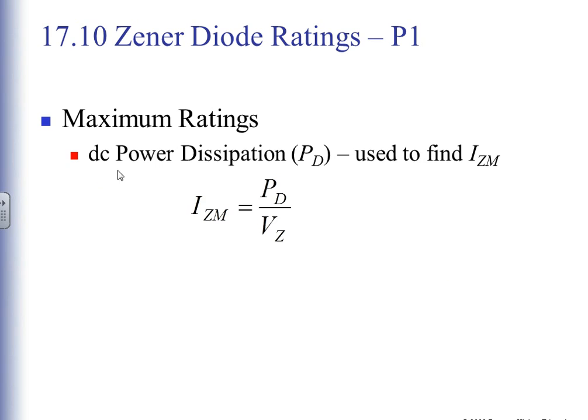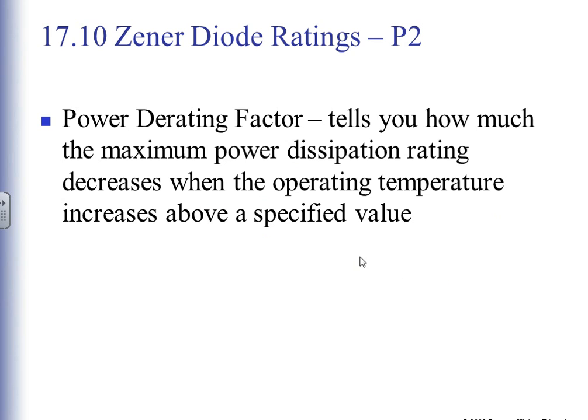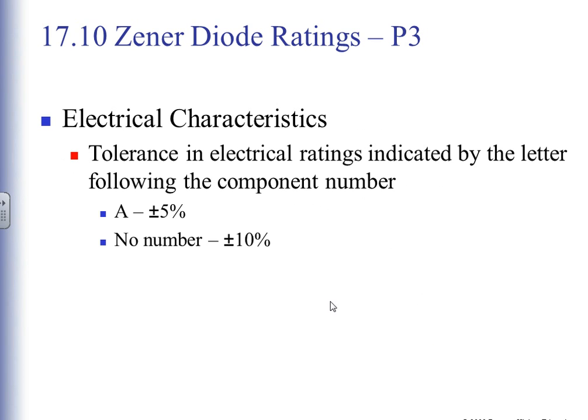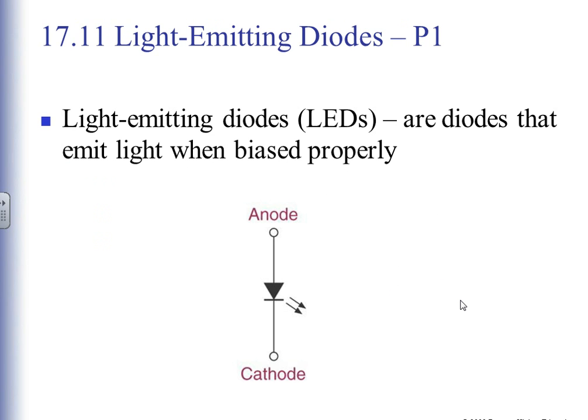So if I know the maximum DC power dissipation, I can find the maximum current allowed before this guy's going to overheat. Power derating factor. Okay, so we're going to throw in I need 20% more so that I don't burn it up. So if I want something that's going to dissipate 100 watts, I design it at 120 watts. So I could have plus or minus 5%, plus or minus 10% tolerance of the components.